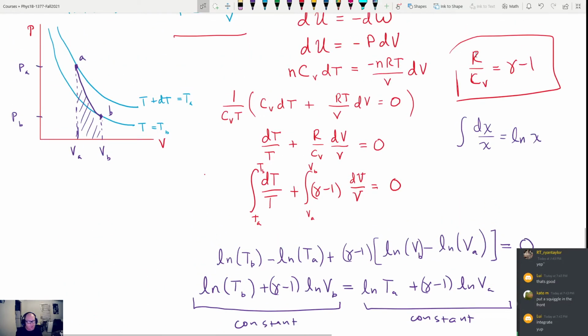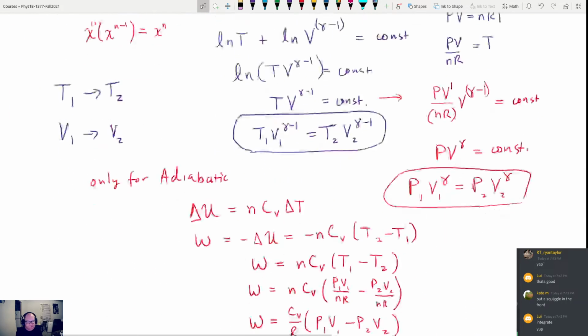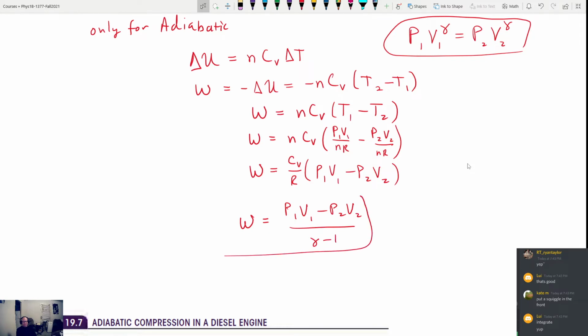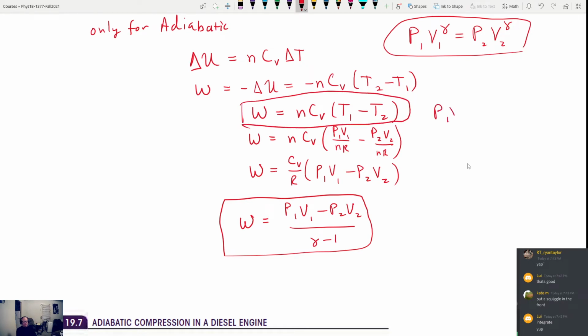Here we go. R over CV is gamma minus 1, so CV over R is 1 over gamma minus 1. So this is going to be work is equal to P1V1 minus P2V2 over gamma minus 1. So we got that equation, and then we got the other two equations, which were P1V1 to the gamma equal to P2V2 to the gamma, and T1V1 to the gamma minus 1 equals T2V2 to the gamma minus 1.